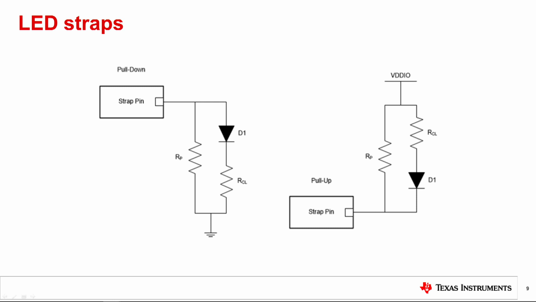LED straps allow some flexibility as well and are offered as 2-level straps, so you only need to worry about pulling the pin high or low. Pulling the pin low configures the strap pin as an active high driver. The LED is on when the strap voltage is high. Conversely, pulling the pin high configures the strap pin as an active low.